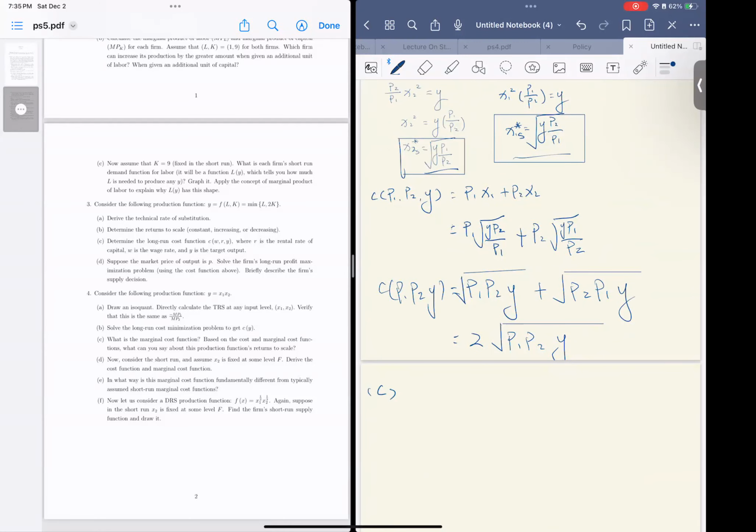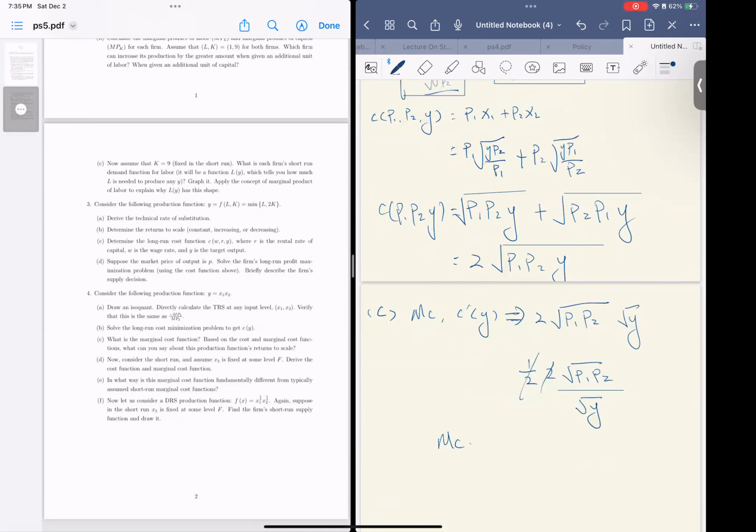Okay, let's move on to C. What is the marginal cost function? Based on the cost and the marginal cost function, what can you say about this production function's returns to scale? Okay, so marginal cost is basically taking the derivative of the total cost function, with respect to y. So we have 2 square root of p1 p2 and square root of y. Taking the derivative of that, it's just 1/2 times 2 square root of p1 p2, and the exponent becomes negative, so divided by square root of y. The 2 cancels out. What you get is marginal cost equals square root of p1 p2 over square root of y.